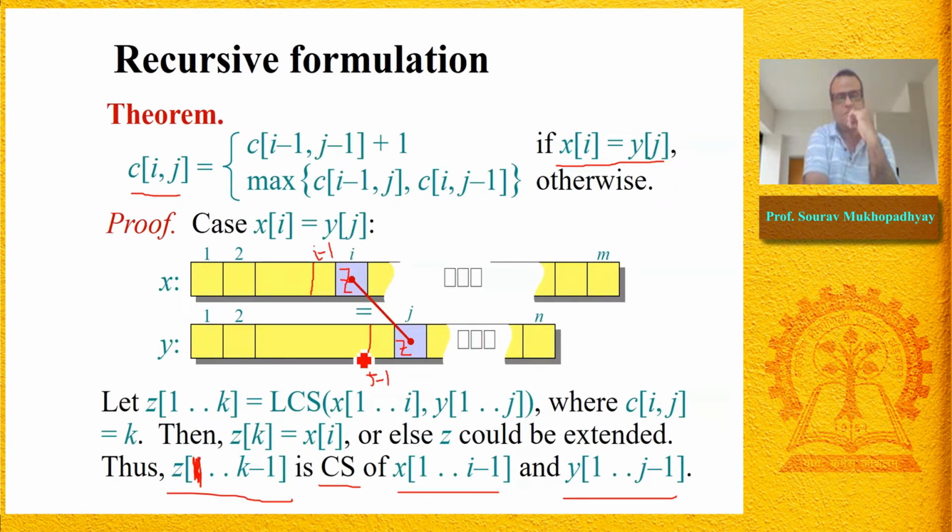But if after including the ith or jth element it is not the optimum subsequence, then it means that the previous one was also not the best. Which, I mean, is a contradiction that way. Yeah.